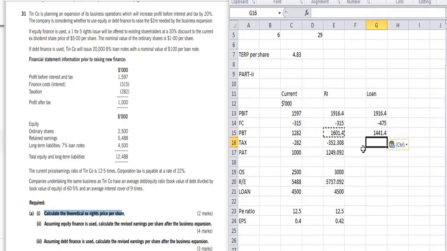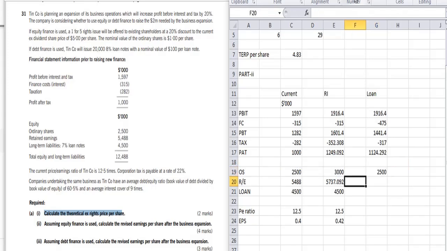Now profit before tax, and in case of tax we will calculate the same way, by taking the profit before tax and multiplying it by 22%. So we will get tax. Okay, so now profit after tax, 124. Now ordinary share will not change in case of debt finance.